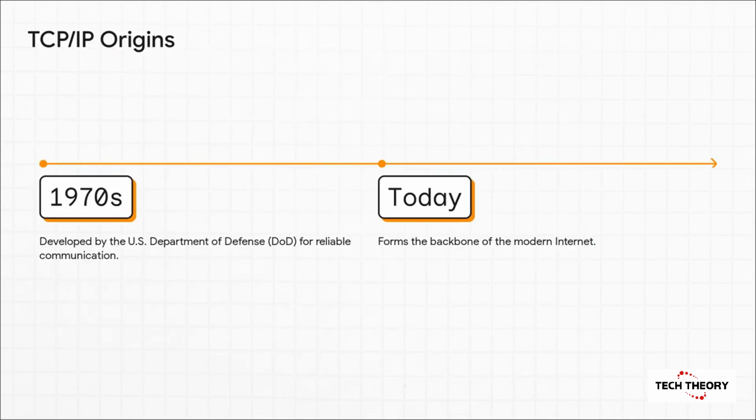And the backstory here is actually pretty cool. It was born back in the 70s. The US military needed a totally bulletproof way for different computer networks to communicate, even if parts of the network were damaged. That built-in focus on reliability is a huge reason why it's still the engine of the internet today.